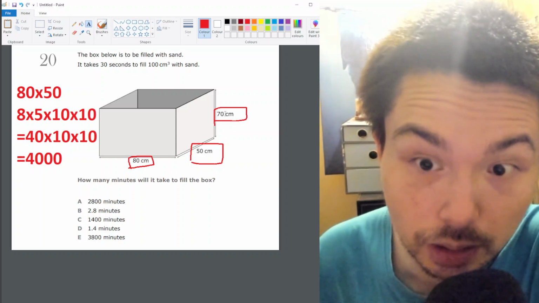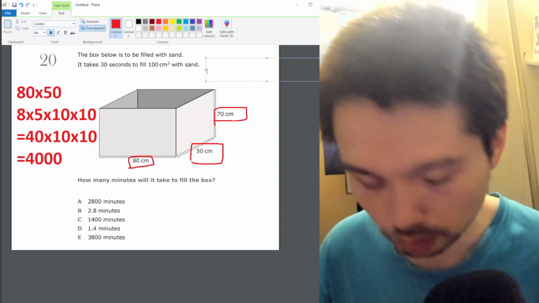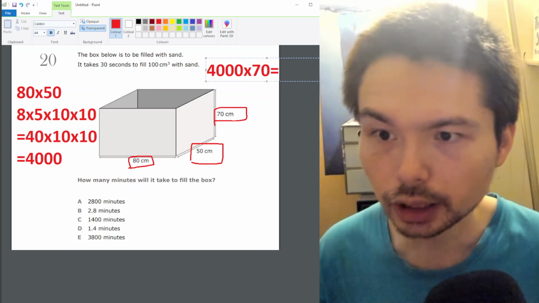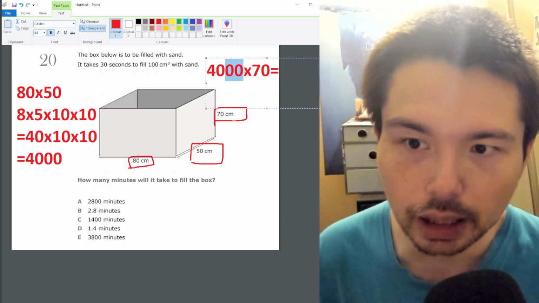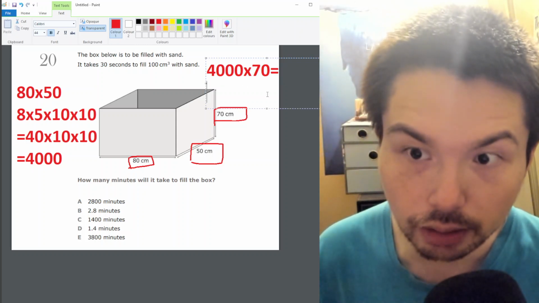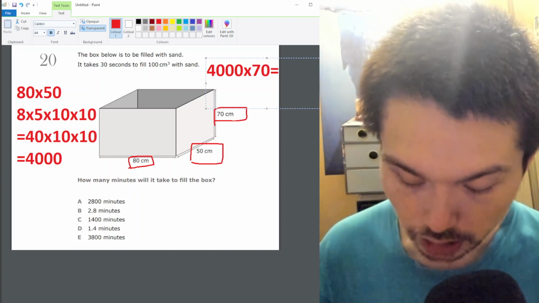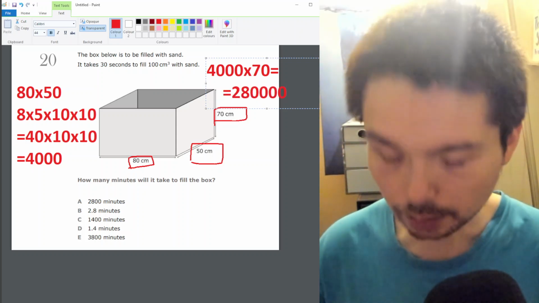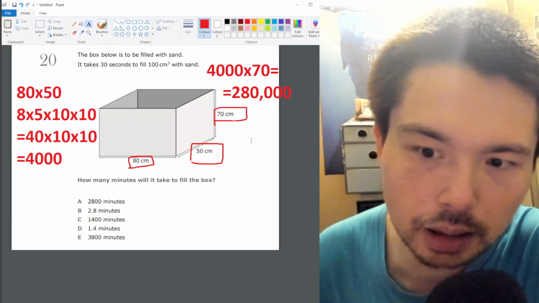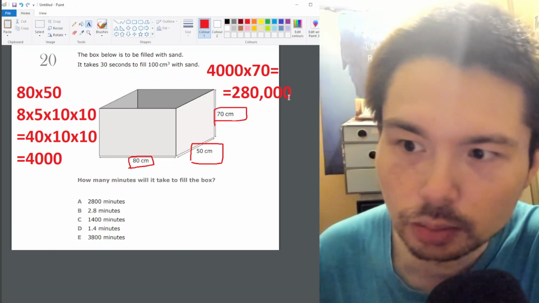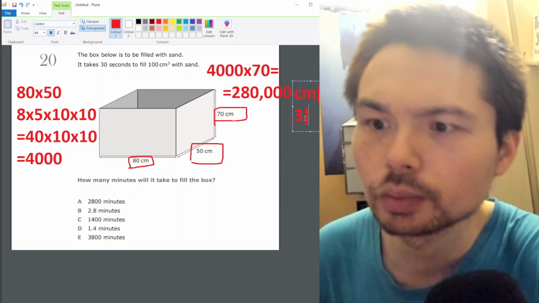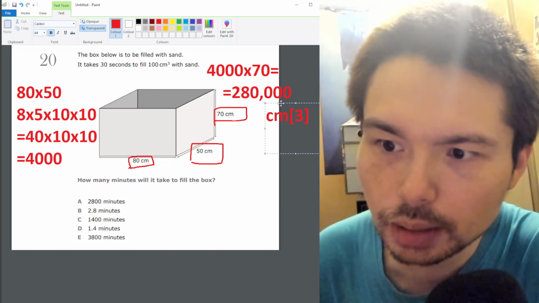Now we take that number, 4,000, and we times it by 70. Okay, what's that? Well, 4 times 7 is 28. And then how many zeros are there? 4. There are 4 zeros. So 28, whoa, whoa, whoa. Okay, so that's a gigantic number, and when we get volume, we have centimeter cubed. Let me squeeze that in here, centimeter cubed.